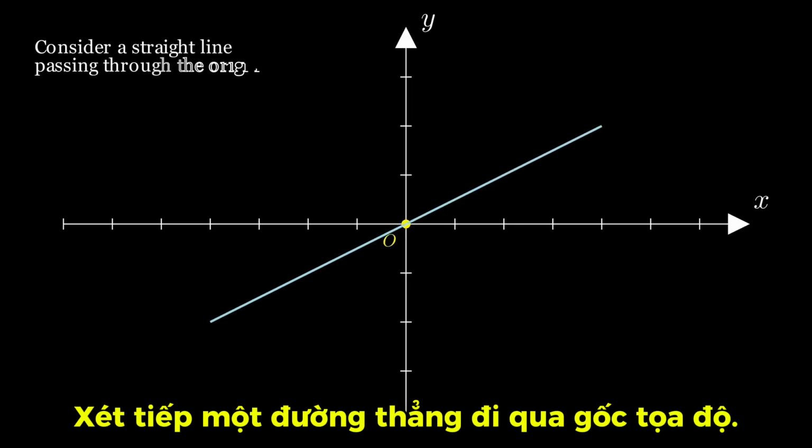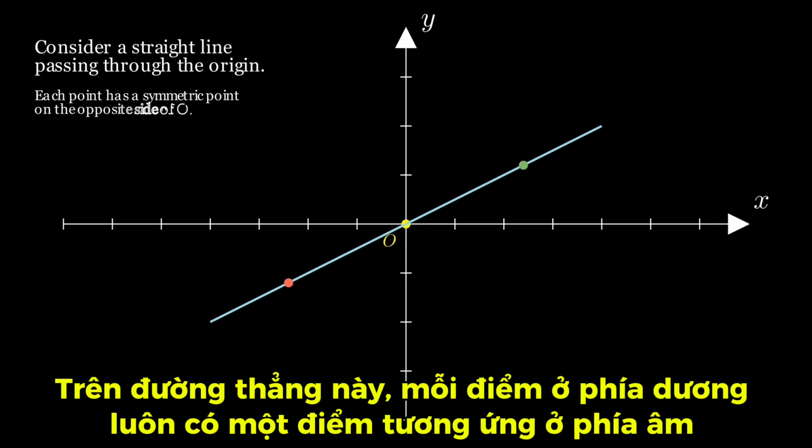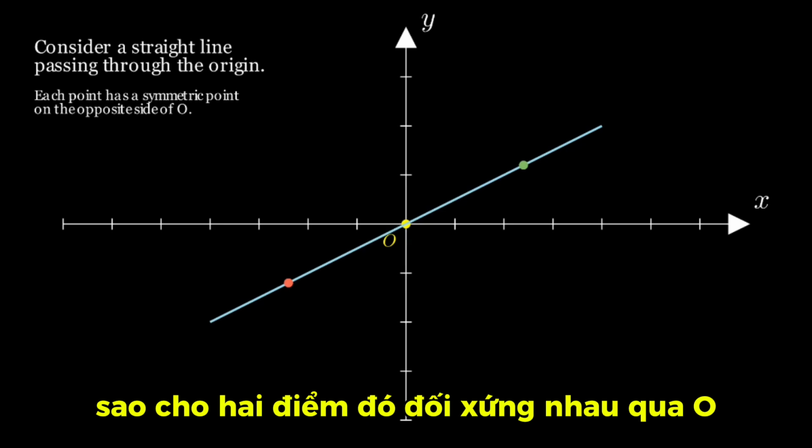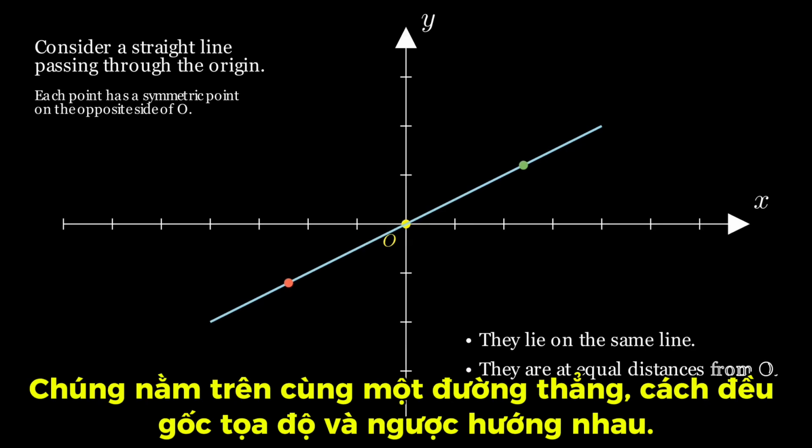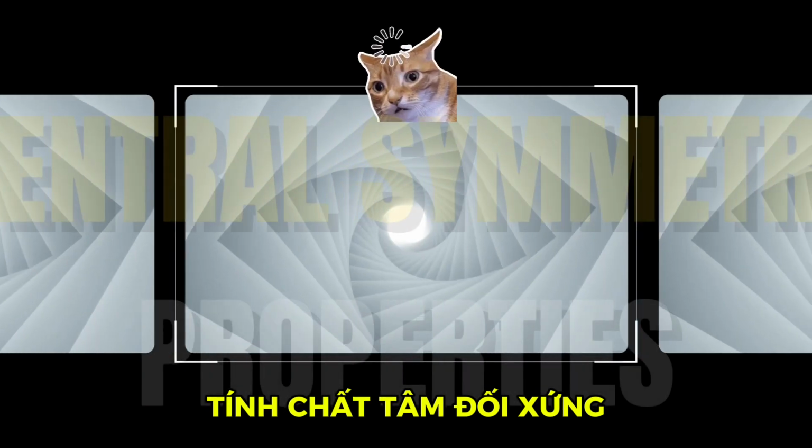Now consider a straight line passing through the origin. On this line, any point on the positive side has a corresponding point on the negative side, such that the two points are symmetric with respect to O. They lie on the same line, are at equal distances from the origin, and face opposite directions.